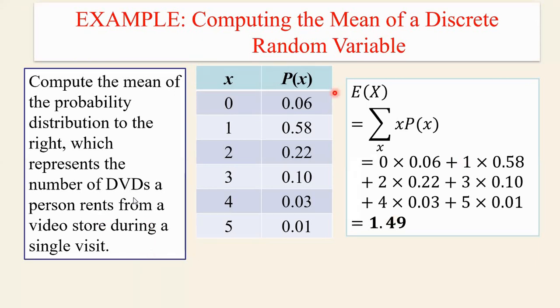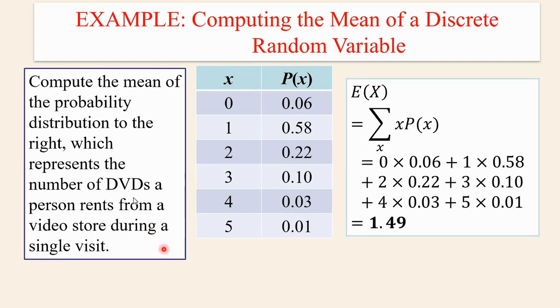But here it is expected. In addition, we have to write that it is expected. So it is expected that, on average, a person will rent 1.49 DVDs from a video store during a single visit.